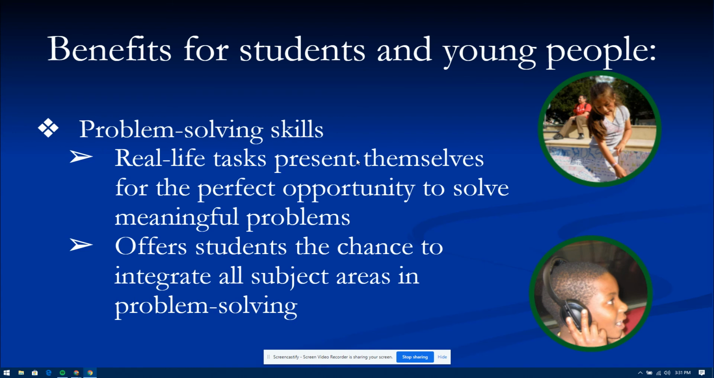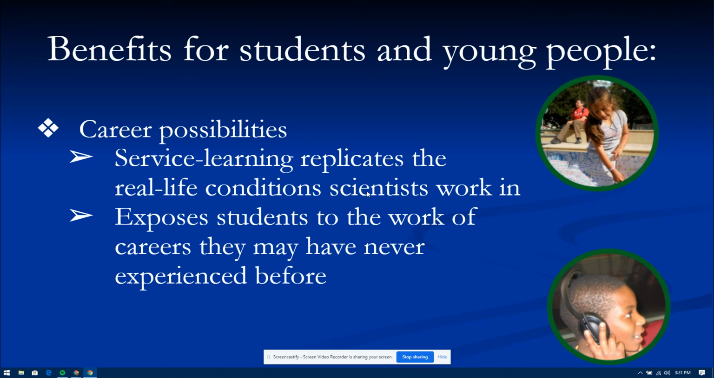Students' problem-solving skills are extremely amplified by looking at real-life tasks that present themselves as an opportunity to help solve meaningful, real problems. And it offers them a chance to integrate problem-solving across subject areas. Service learning replicates the real-life conditions scientists do, and it also exposes students to the work that they may have never thought about before and may be interested in eventually pursuing.